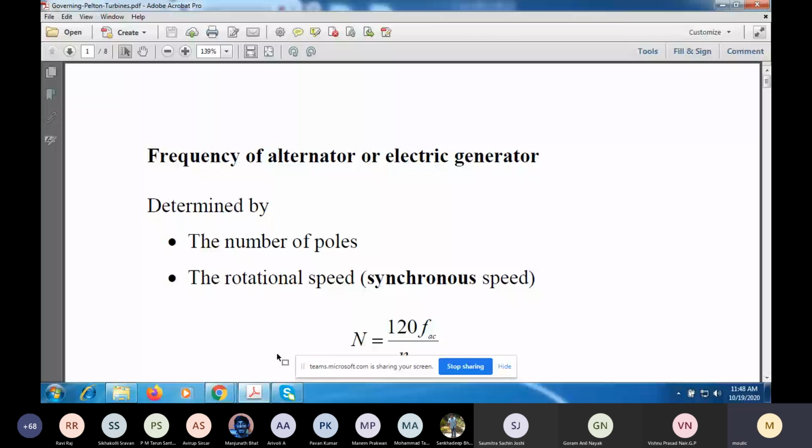And ultimately that will be used to drive what you may call an alternator or an AC electric generator to generate electricity. So ultimately the mechanical energy of the rotor will be converted to electrical energy. So we need to know what will be the frequency of the alternating current that is generated.